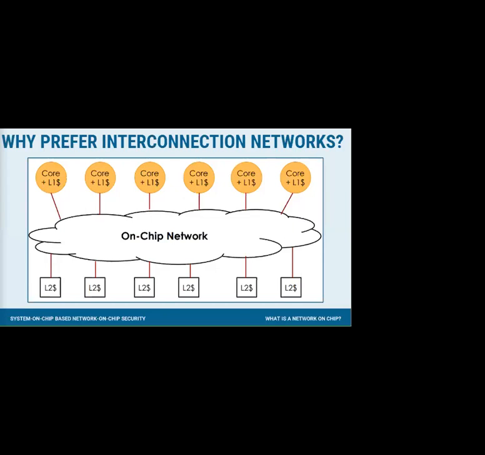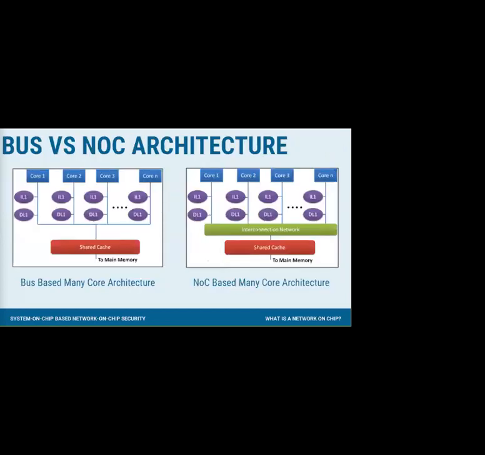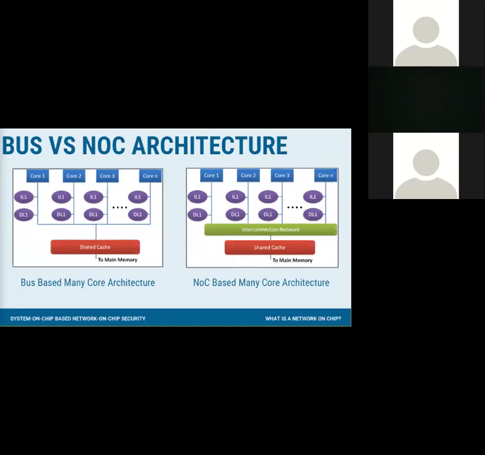So now you have an idea about why we prefer network on chip communication for system on chips. Basically, a network on chip architecture is widely used to interconnect the intellectual property cores in system on chip designs, and it is a packet-based communication approach. As you can see, this is compared with the bus-based architecture. What is different from a bus-based architecture is that there is an interconnection network in a network on chip, which is used to communicate with the multiple cores in the system on chip.